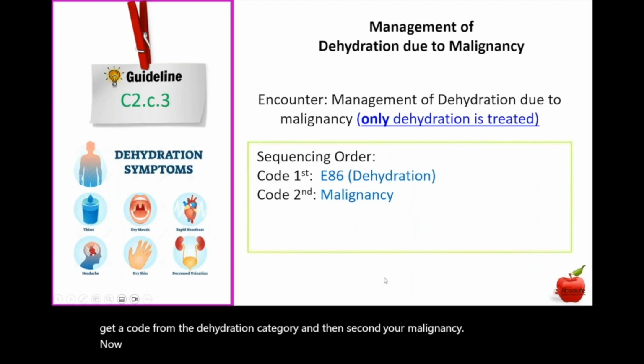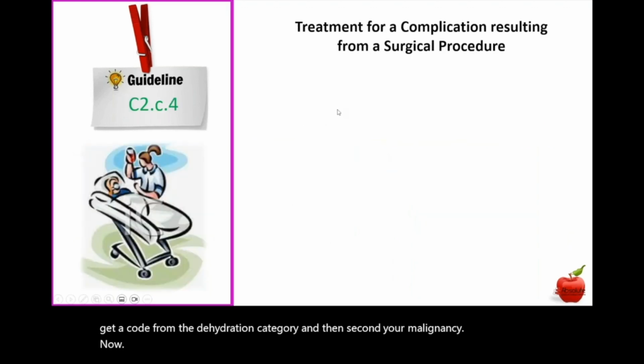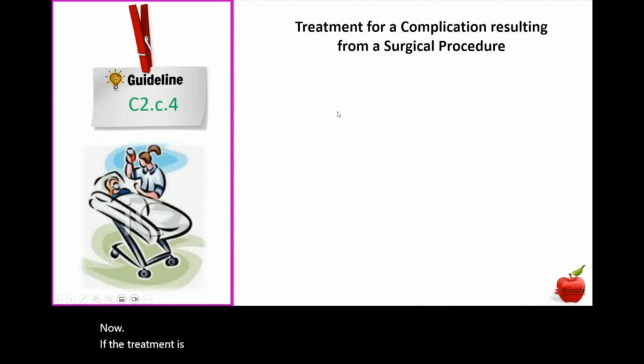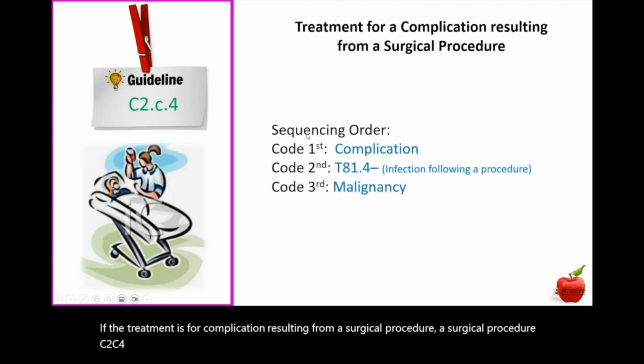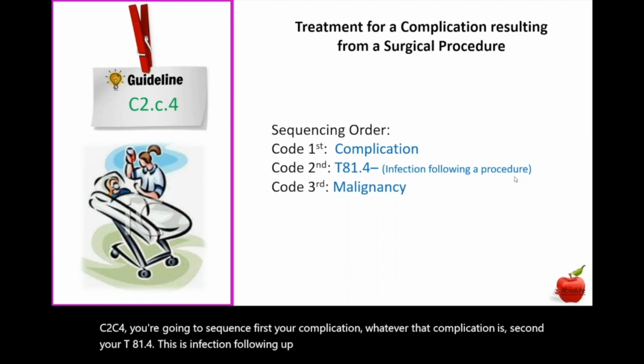Now, if the treatment is for complication resulting from a surgical procedure, C2.C4, you're going to sequence first your complication, whatever that complication is. Second, your T81.4, this is infection following a procedure if it's applicable. And third, your malignancy.